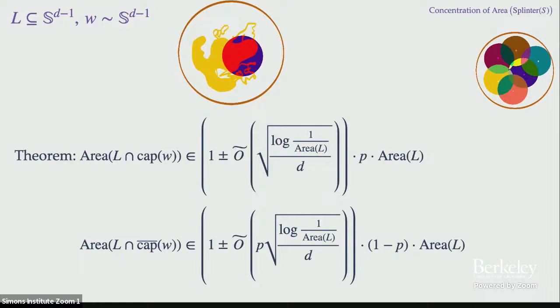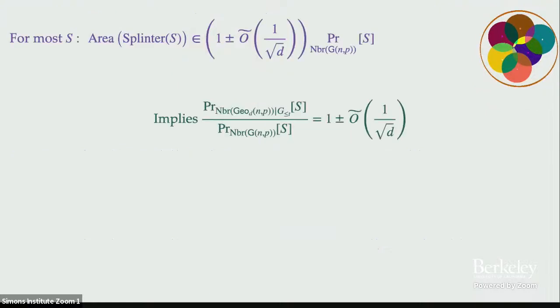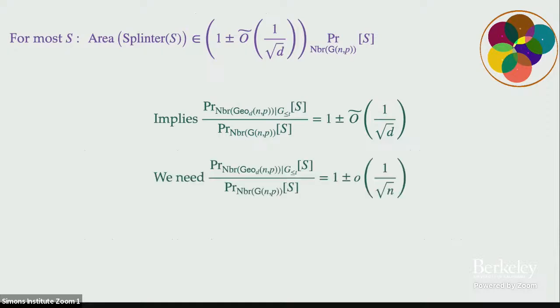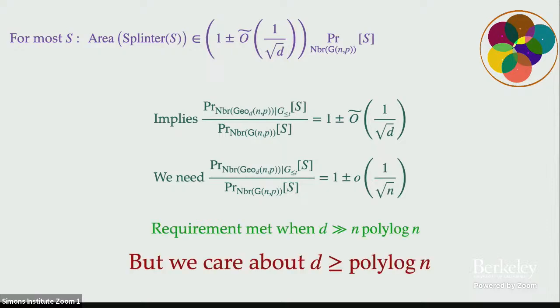Okay, so this is what we get, but is this good enough for us? That theorem, the previous theorem, will actually give us that the ratio we care about is within 1 plus or minus Õ(1/√D). That's the bound we get. Recall that our target, what we need to get, is little o of 1/√n. It depends on your choice of D.